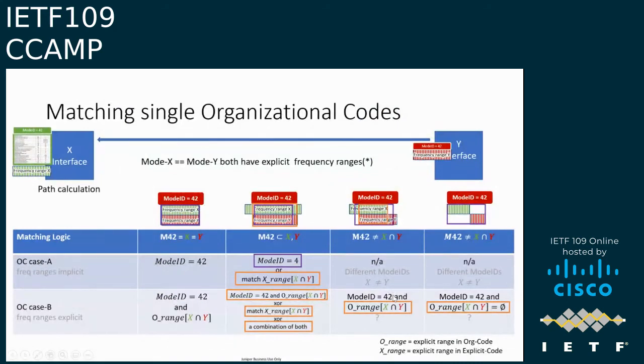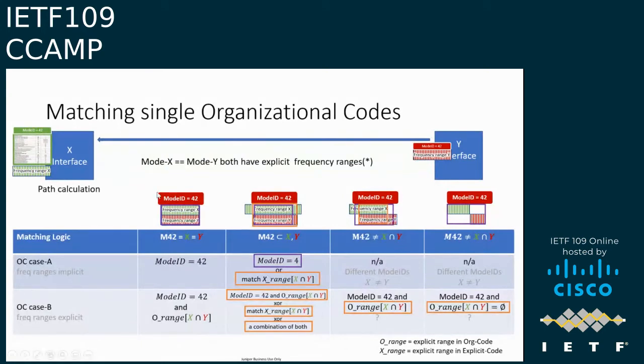So this is a bit about the matching logic for organizational codes. I'm trying to describe it here a little bit. Case A is assuming that the frequency ranges would be implicit. This would be in line with, let's say, the WSON assumption or the current OpenConfig thing. And case B is supposed to describe what has been discussed by Sergio before. So let's go through it one by one.